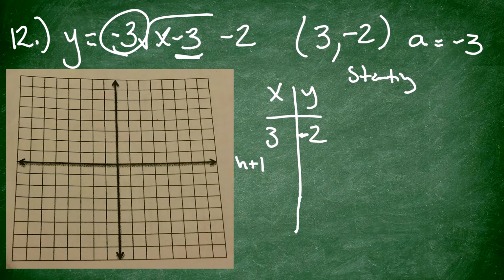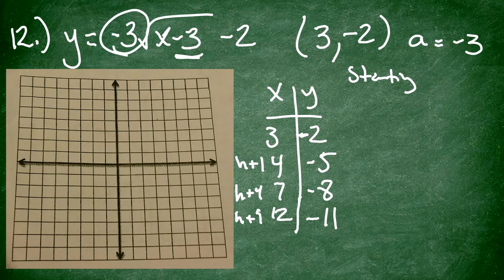I do h plus 1. That's how I get 4. I do h plus 4. That's how I get 7. I do h plus 9. That's how I get 12. Remember, if you don't follow my rules for the left side, you can't use this a trick, and you have to plug it in your calculator. But negative 2 plus a is negative 5. Negative 5 plus negative 3 is negative 8. Negative 8 plus negative 3 is negative 11.